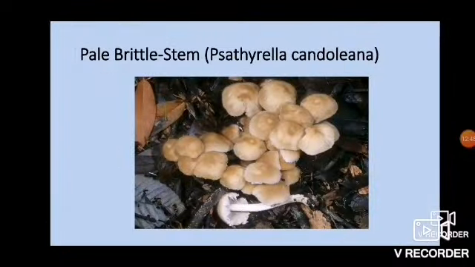The next species we're going to look at is a common one in the spring and often in the summer and fall as well, but since it occurs so early, I'm going to feature it here. That is the pale Brittle-Stem. That is Psathyrella candolleana.